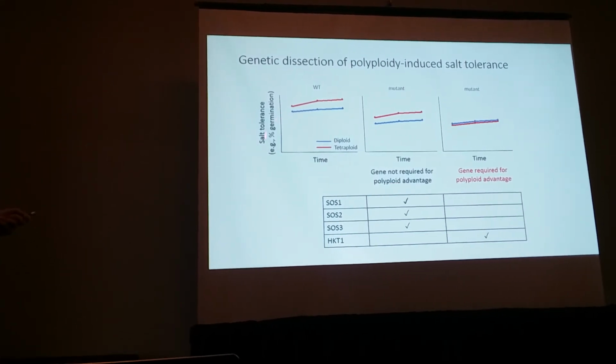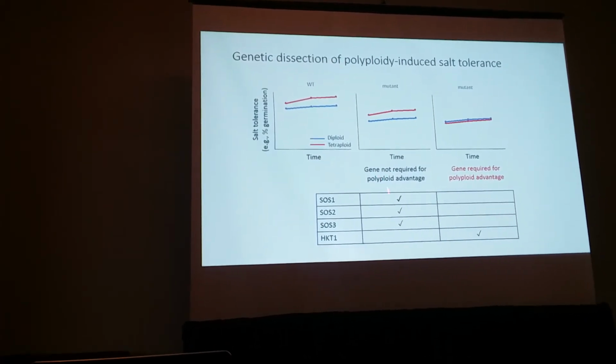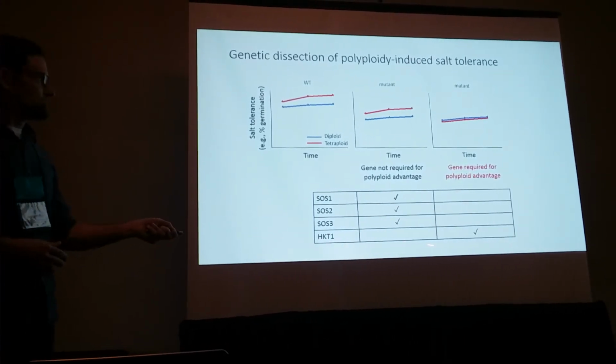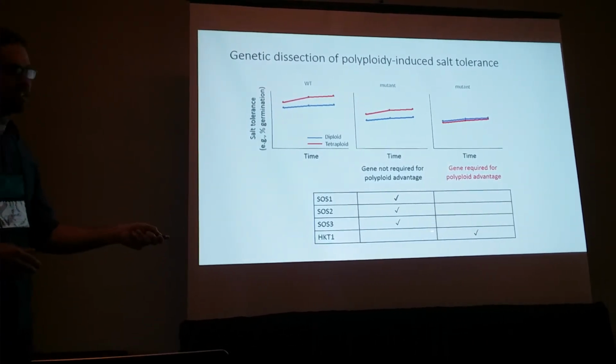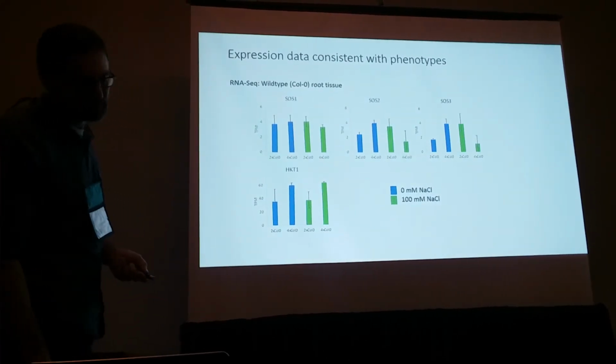So coming back quickly to these conceptual diagrams, we see that the SOS pathway all shows this kind of pattern, which is consistent with the SOS pathway not being critical to the polyploid advantage, whereas HKT1 shows this pattern, suggesting that it is critical for the polyploids to achieve enhanced tolerance.